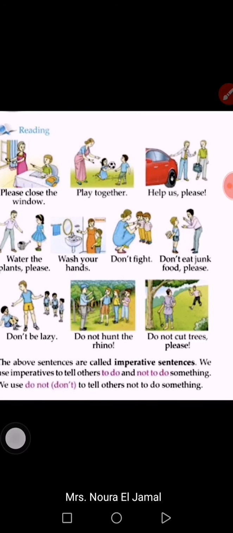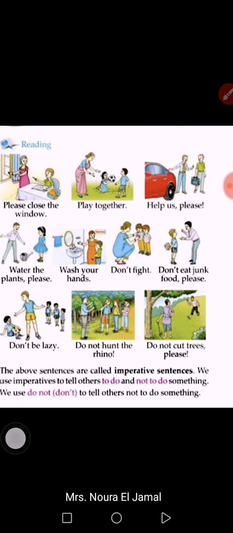What did you notice here when we read these sentences? We notice that all these sentences start with a verb, correct? Some sentences start with the word please, correct? All these people here ask each other to do something or not to do something, correct? This is the meaning of imperative. So what's the meaning of imperative?